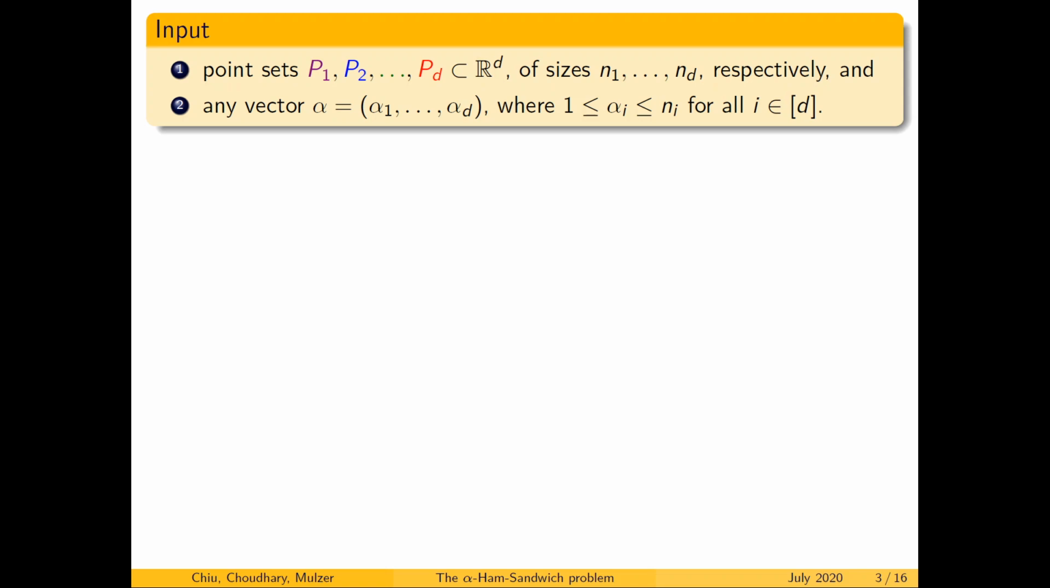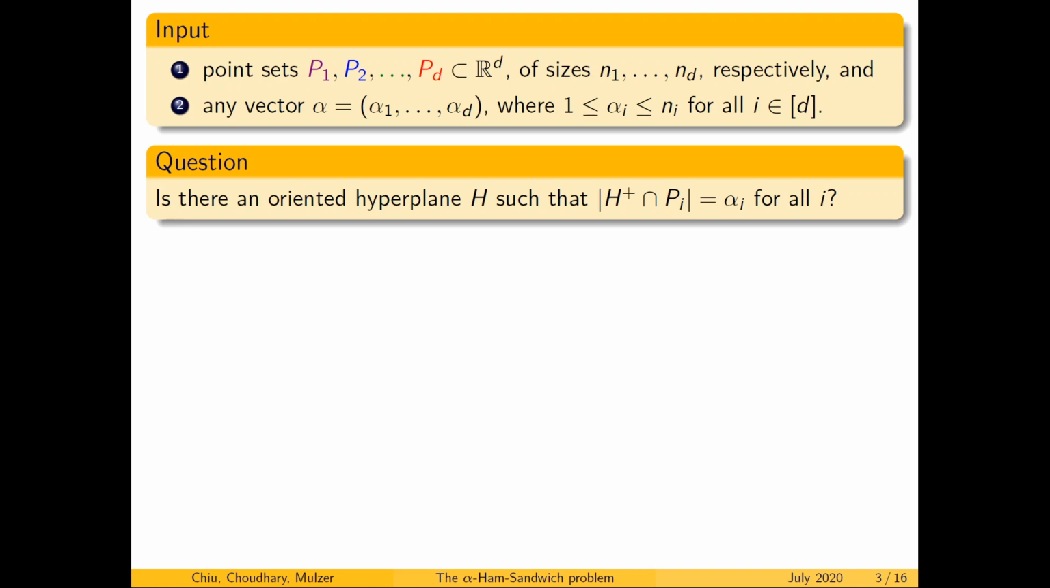Let us now ask a more general question. Let's say we have those point sets from before. Let us assign each of them a unique color. And now we also have a vector alpha, where alpha i is at least 1 and at most the size of n i. Then a natural question to ask is, can we find a way to divide these point sets such that we get alpha i points of p i? More precisely, can we find a hyperplane H which has some orientation so that the positive half space contains alpha i points of p i for all i?